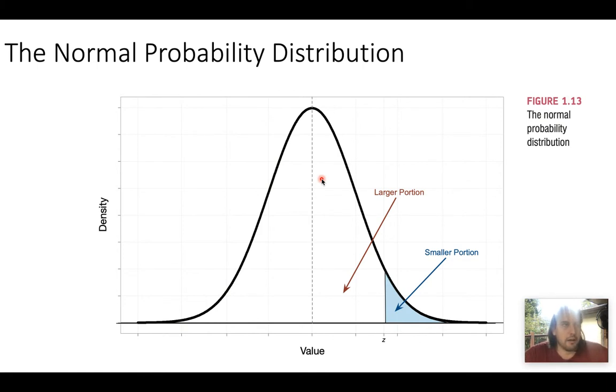So you can also think about this in terms of something like GPA. Right? So let's say the average GPA is 3.0. Lots of people are right around 3.0. Right? I've got a lot of people who are 2.9, 2.95, 3.0, 3.1.